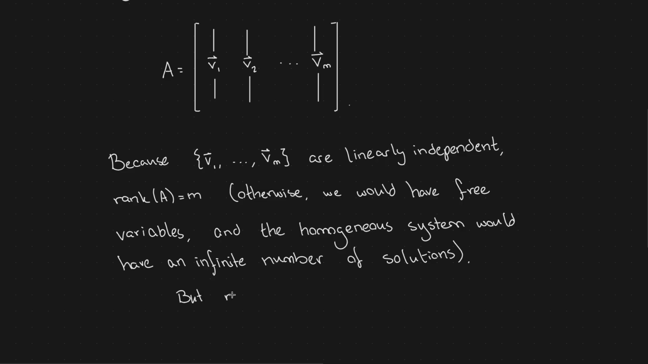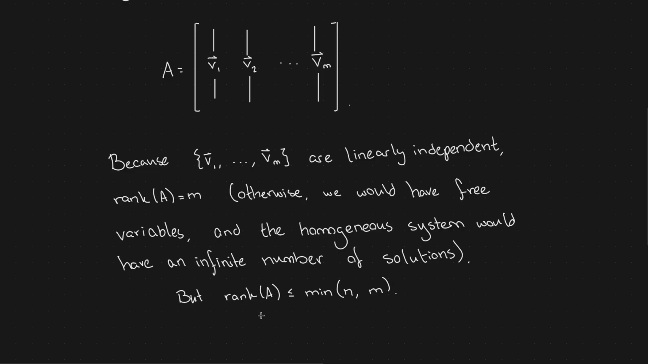But the rank of A has to be less than or equal to the minimum of the number of rows and the number of columns. Okay? Because remember, one definition of the rank, the definition that I prefer to think about, is that the rank is the number of leading entries of a matrix in row echelon form.